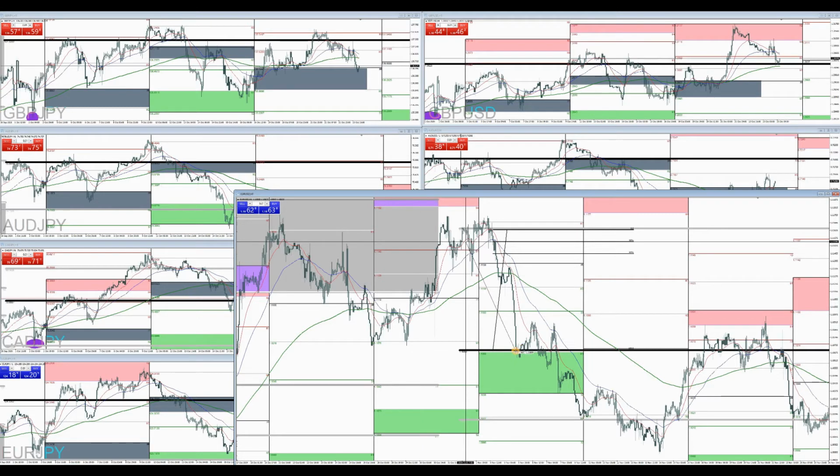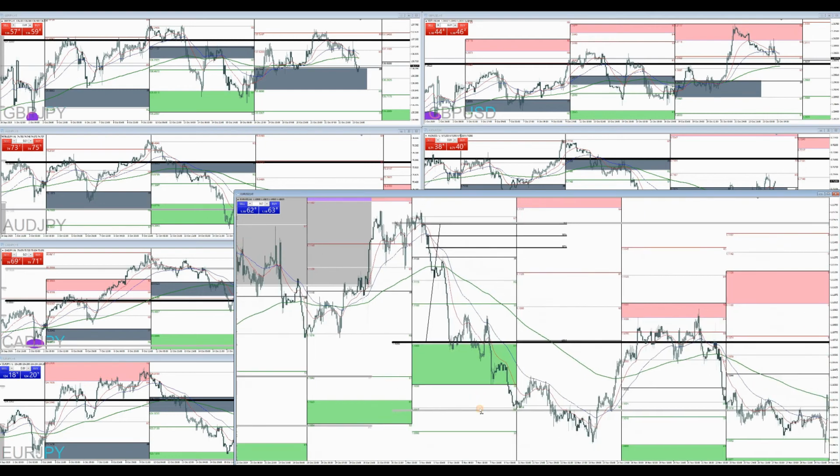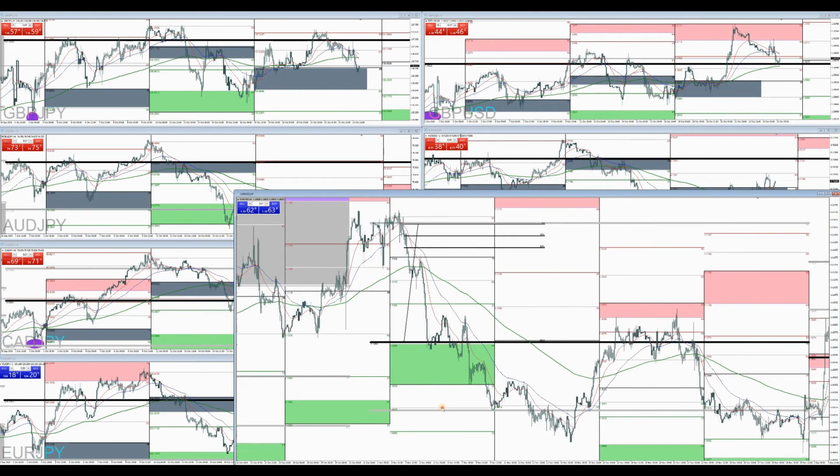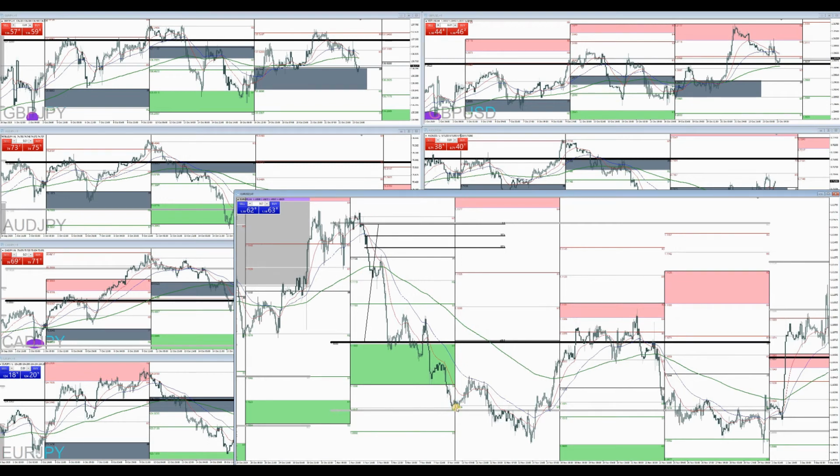Conservative target for a weekly would have been good for 86. Aggressive target for a weekly would have been 118 pips on that one. First time we come down to a with the trend. It was a with the trend.